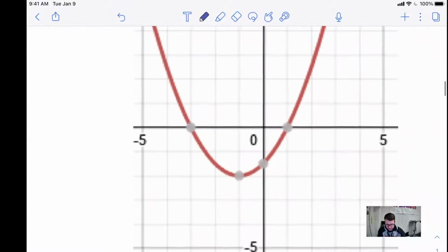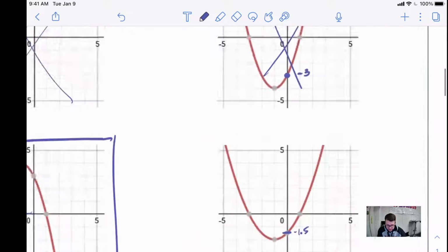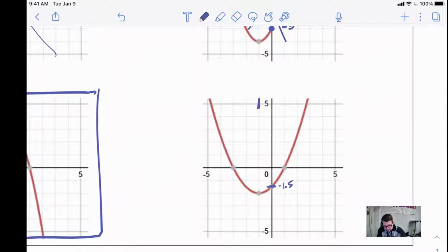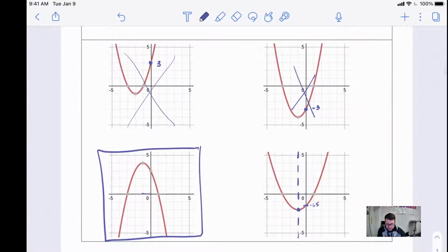Let's look at this one. Well, this one looks like our y-intercept is at -1.5, which is what we were being asked to find, so that's looking pretty good. Let's double check this part. If we have a line of symmetry at -1, that means I should be able to draw a vertical line that comes through at -1, and it should hit my vertex, which this one does. So it looks like we do have the correct graph right here, and we were able to find it. So this would be our answer to that second one.